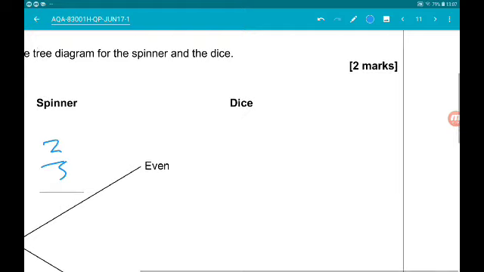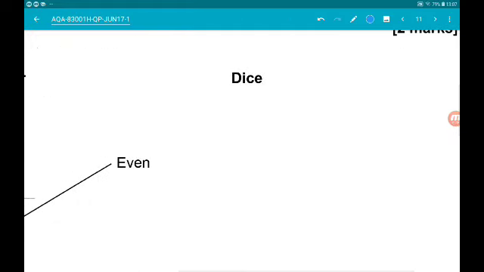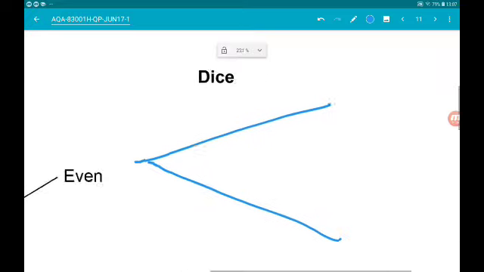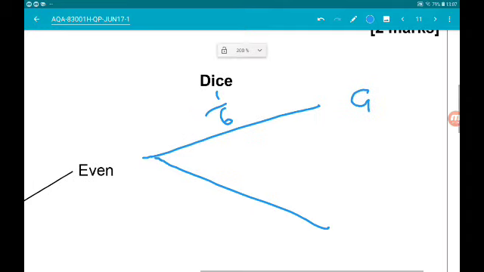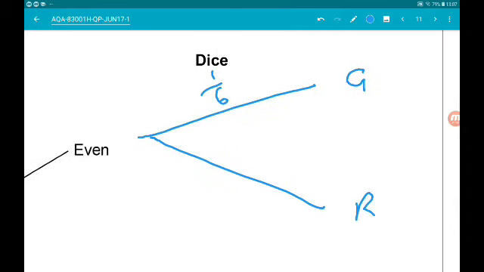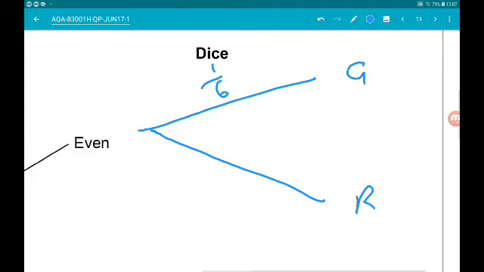So then, what we need for the dice is, if it's even, then the probability of getting a green is going to be 1/6, and the probability of getting a red is 5/6. Cool.